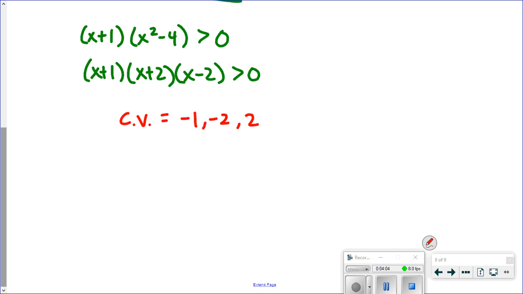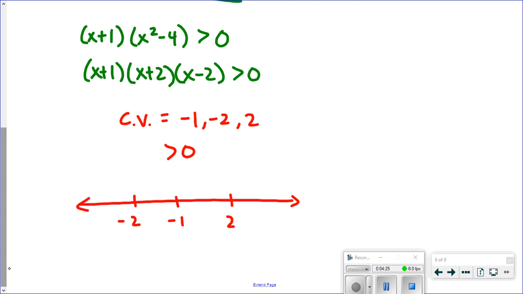All right, I'm going to put these on a number line in order. So I have negative 2, negative 1, 2. Okay, I am solving the inequality greater than 0. The first thing I want to test are my critical values. So my critical values in this case are all the zeros.